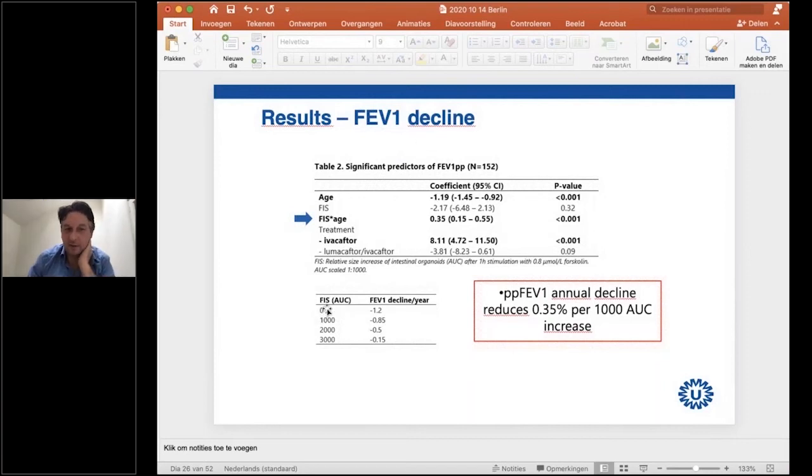So what we measure is that in organoids of people without any forskolin-induced swelling, the average FEV1 decline per year is minus 1.2, but for every 1,000 units of FIS, this drops by about 0.35%. So this was a really nice linear relation across the data set. This really showed that annual decline in pulmonary function is related to organoid swelling. This was nice because this was the first time that we really looked at long-term clinical disease.